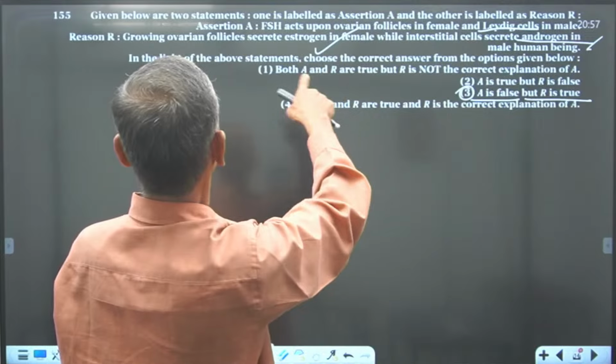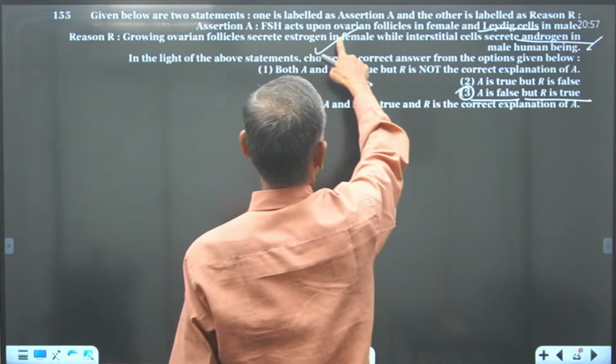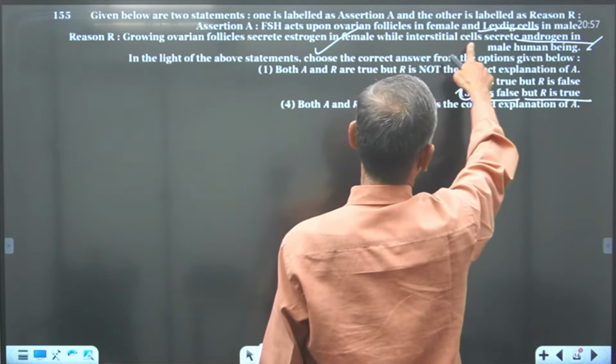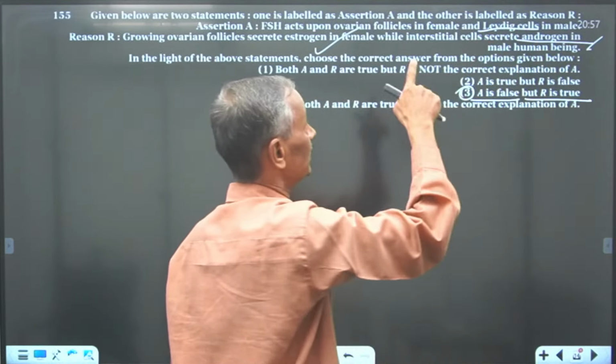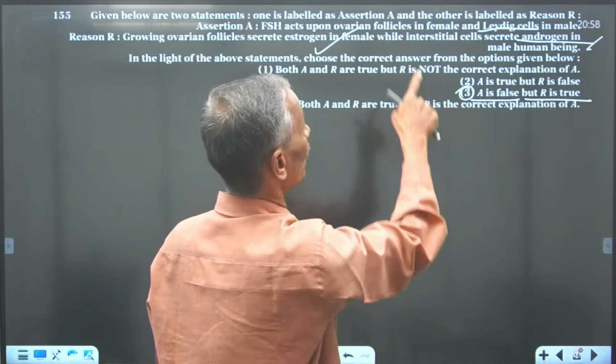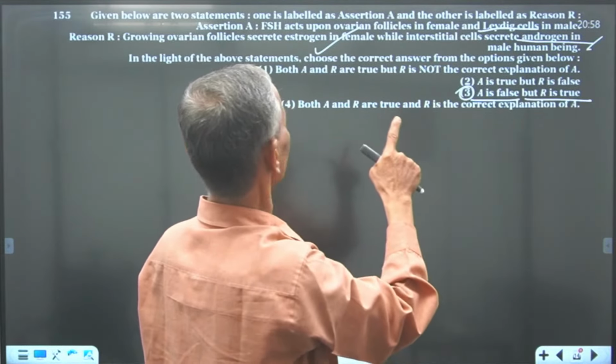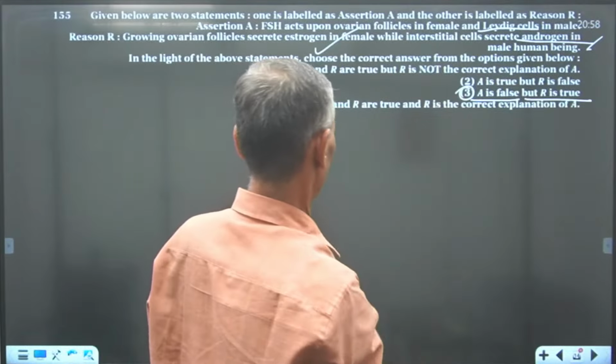Why is A false? FSH acts on ovarian follicles in females and Leydig cells in males. Leydig cells, it is LH that is acting on Leydig cells. FSH is acting on Sertoli cells.